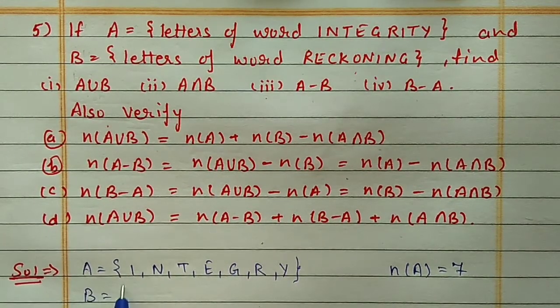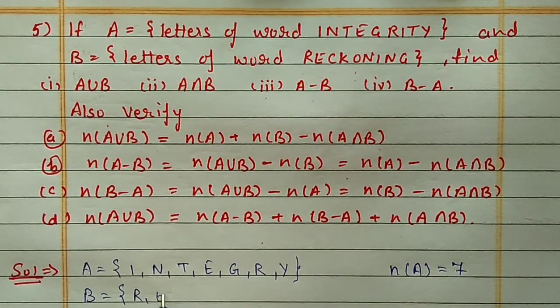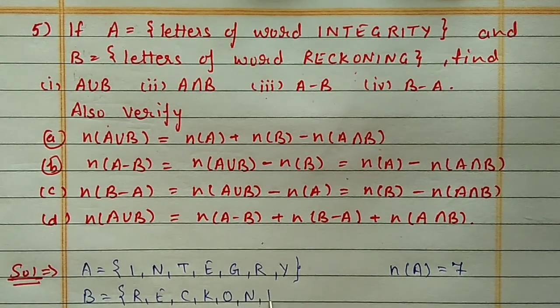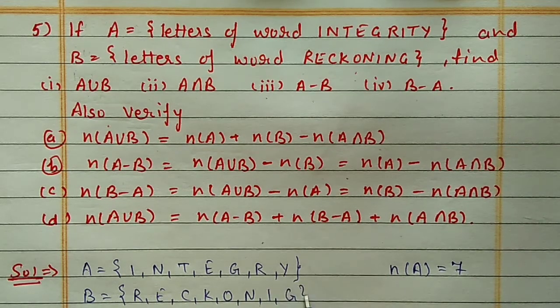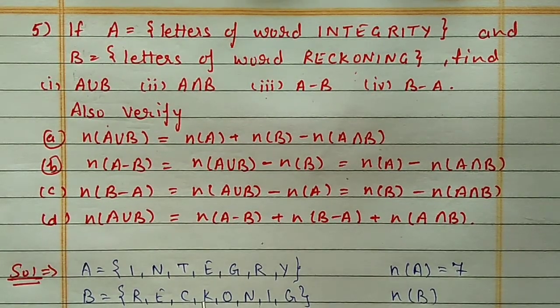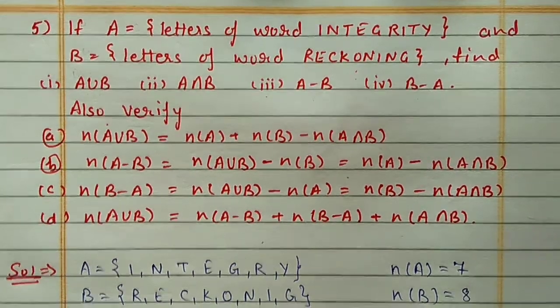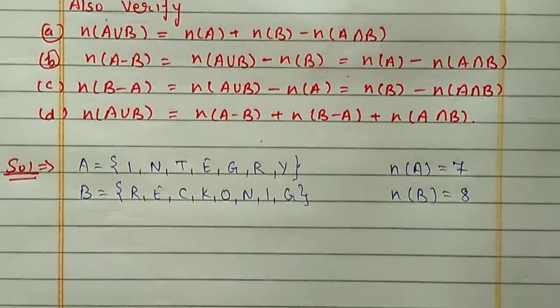Second, B is the word recocking. So R, E, C, K, O, N, I, N already we have written, then G. And cardinal number of B is 1, 2, 3, 4, 5, 6, 7, 8. 8. Now first we have to find out A union B.